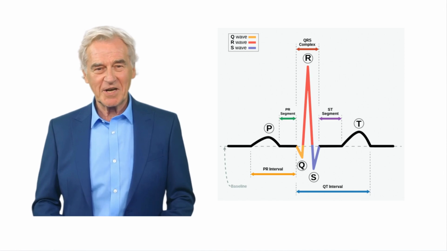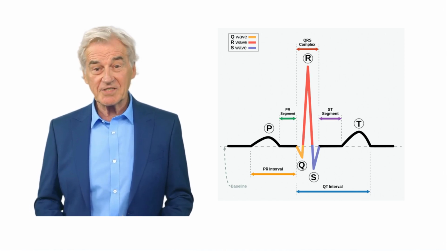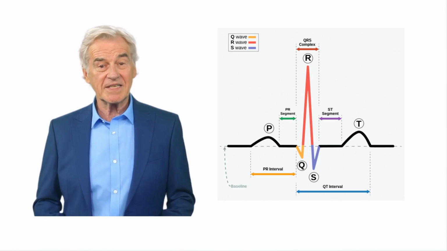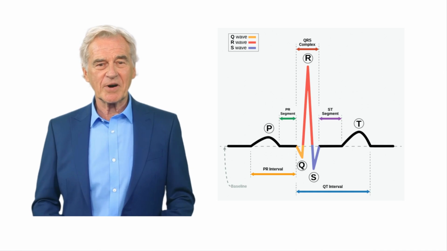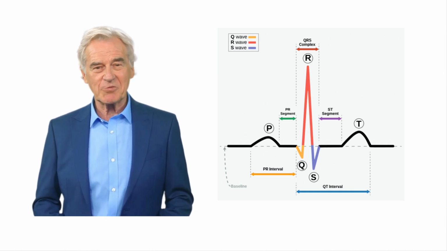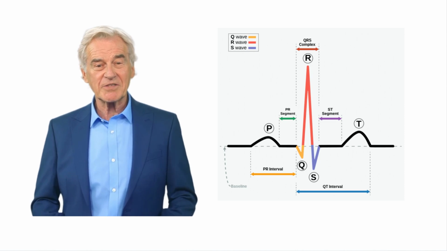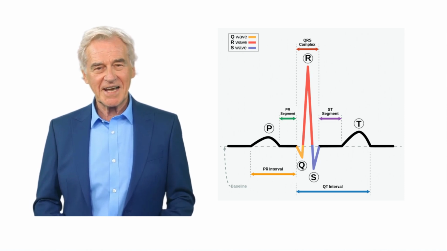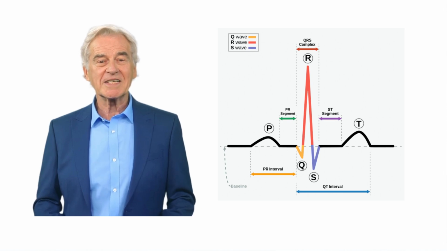The QRS complex represents the electrical activity that occurs when the ventricles contract or depolarize. It is a larger, more complex waveform that consists of three distinct parts: the Q wave, the R wave, and the S wave. The Q wave is the first negative deflection seen in the QRS complex. The R wave is the first positive deflection seen after the Q wave. The S wave is the first negative deflection seen after the R wave.